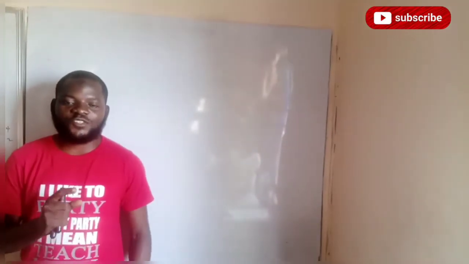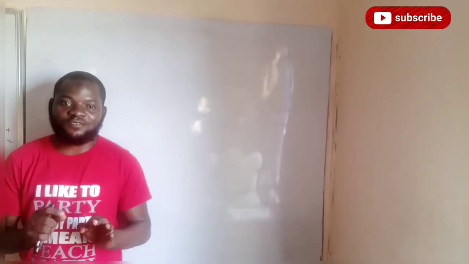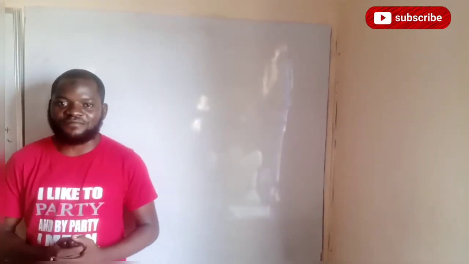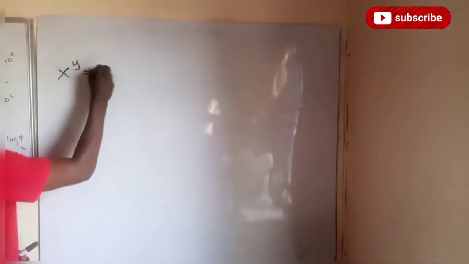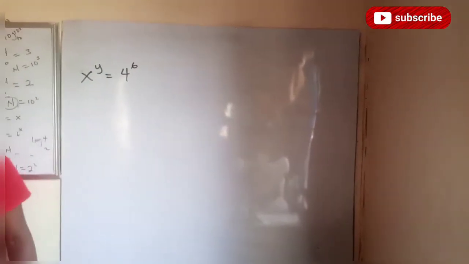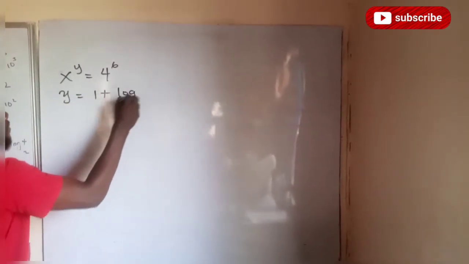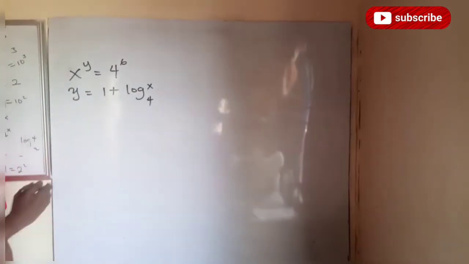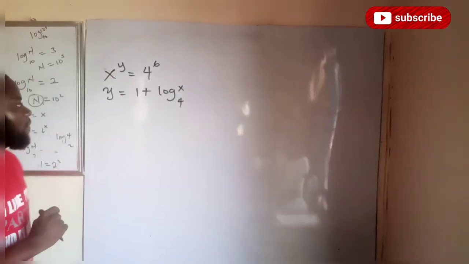Today I want to look at three mathematical equations, and I would like you to pick the one that you prefer from the three equations. Now the first one, we have x to the power of y equal 4 to the power of 6. That's the first equation. And equation 2 says y equals 1 plus log x in base 4. We have to look for the value of x and y. How do we go about that?